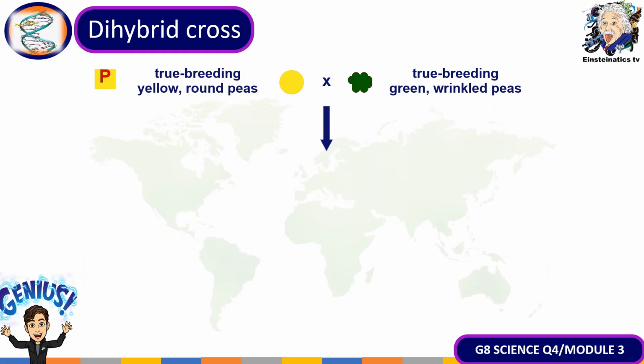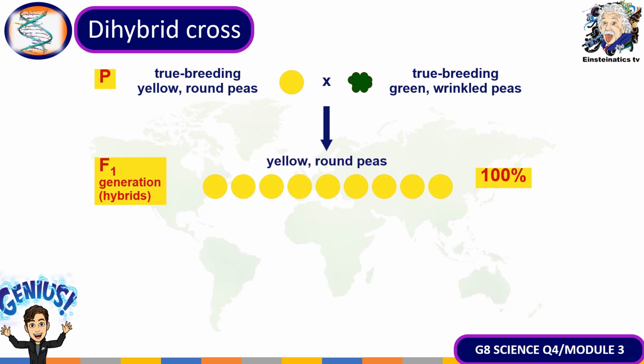Now, let's take another look at a dihybrid cross. So, una, a true breeding yellow round pea with a true breeding green wrinkled pea. So, of course, yung F1 generation, 100% ilalabas niyan talaga yung dominant traits, wherein yung yellow at saka yung round. However, since merong nakatago or may mga recessive traits, it would be expressed now on the F2 or the second generation.